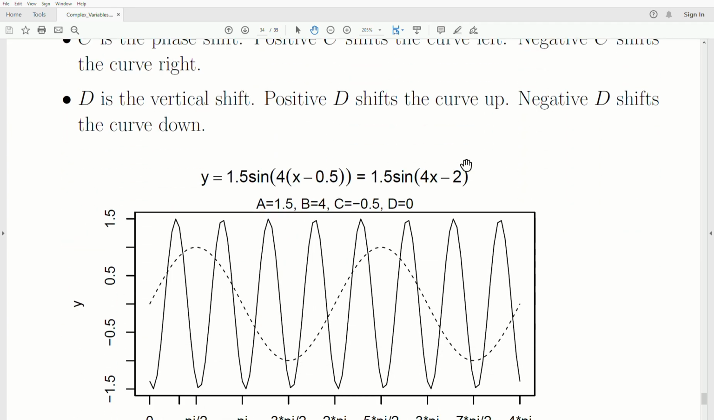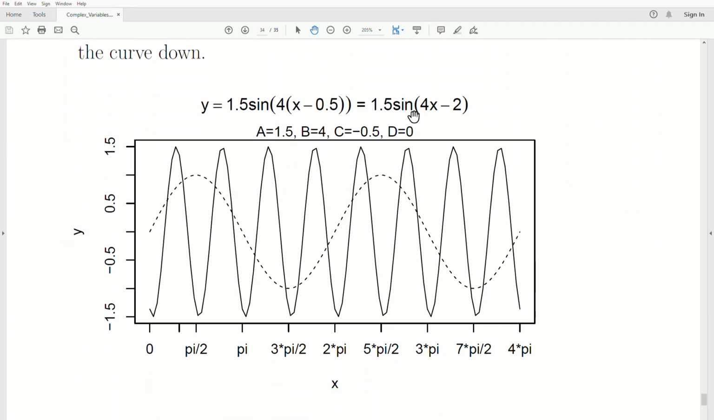So here's an example. Now, often we see this, 1.5 times sine of 4x minus 2, and that's usually the function that we graph. Boom. And that's what the solid line is. But to break it down and find its period and the phase shift and so on, you have to write it in terms of that general formula. So if we factor out a 4 from both of these, then this is it. Then you can quickly see that the amplitude is 1.5, right?